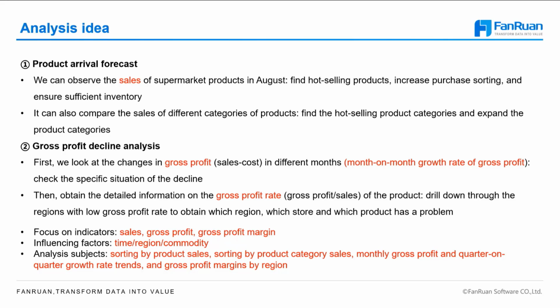To begin with, we look at the changes in gross profit and sales cost in different months, and the month-on-month growth rate of gross profit, to check the specific situation of the decline. Then, obtain the detailed information on the gross profit rate and gross profit sales of the product, and drill down through the regions with low gross profit rate to find out which region, which store, and which product has a problem. After organizing our thoughts, we may use FineBI to produce sales reports.